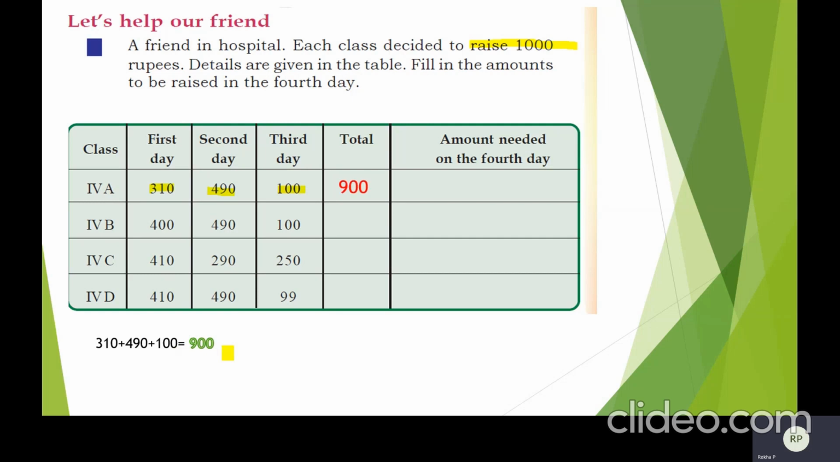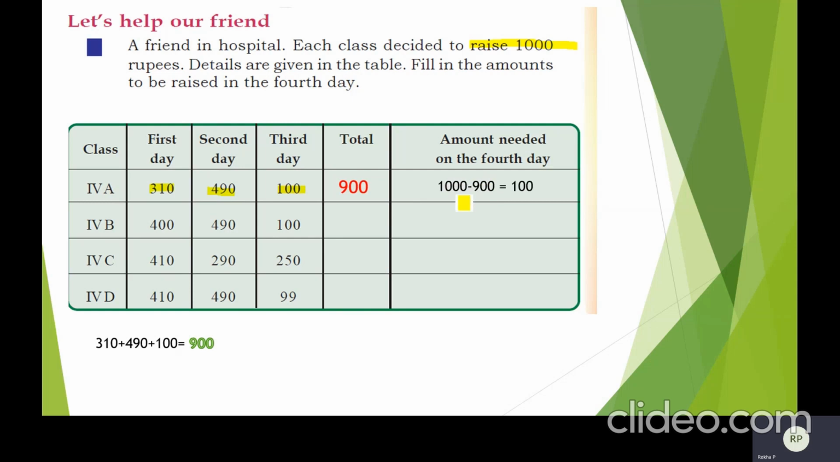Now you have already collected 900. So now what you have to do? You have to find out what is the remaining amount you need if you want to make 1000. Okay, so your target is 1000. You got 900. Now you have to find out what is the remaining amount. Whenever you are asked to find out a remaining amount, you have to go for subtraction. Okay. So what you have to do, you have to subtract 900 from 1000.